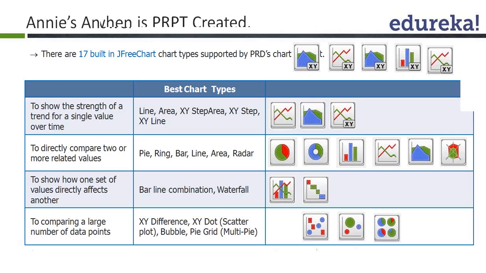Then the fourth category is, if you have a large data set, you cannot use individual data points and plot them on the chart. So in that case, there are different charts. One is the scatter chart. You might have used scatter charts, especially those who have some experience in big data. Then XY difference, bubble chart, multi-grid pie chart. These are a few answers for this particular bucket.